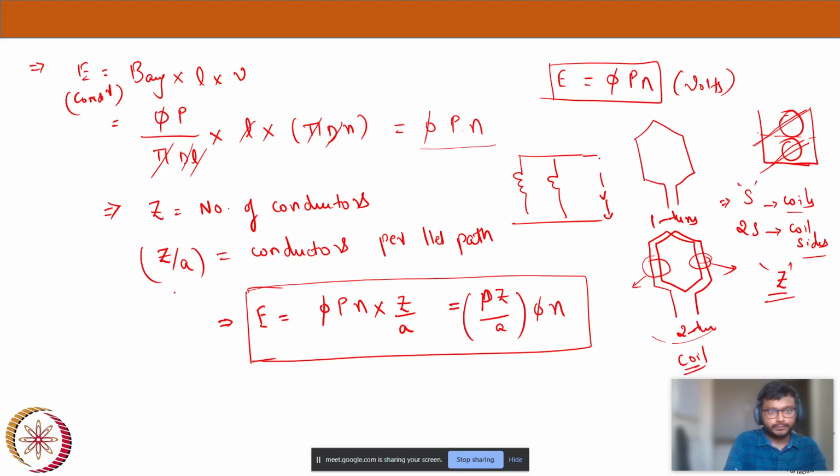Now we apply the right hand rule to define the polarity of the induced voltage, as we already did for the EMF generator. If it is cross polarity for north, it is dot polarity for south.